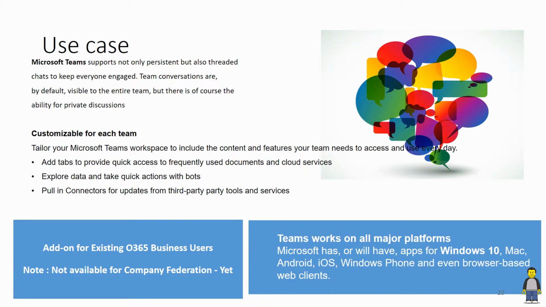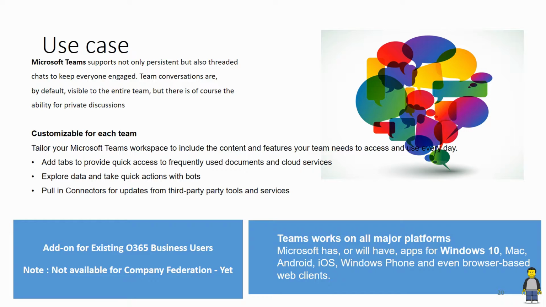The use case. So Microsoft Teams supports not only persistent, but also threaded chats to keep everyone engaged. Team conversations are by default visible to the entire team, but there is of course the ability for private discussions. You can customize the solution for each team. Tailor that Microsoft Teams workspace to include the content and features of your team's needs to access and use every day. So explore data, take quick actions, add tabs. As I mentioned in the previous slide, pull in connectors for updates from third-party tools and services.